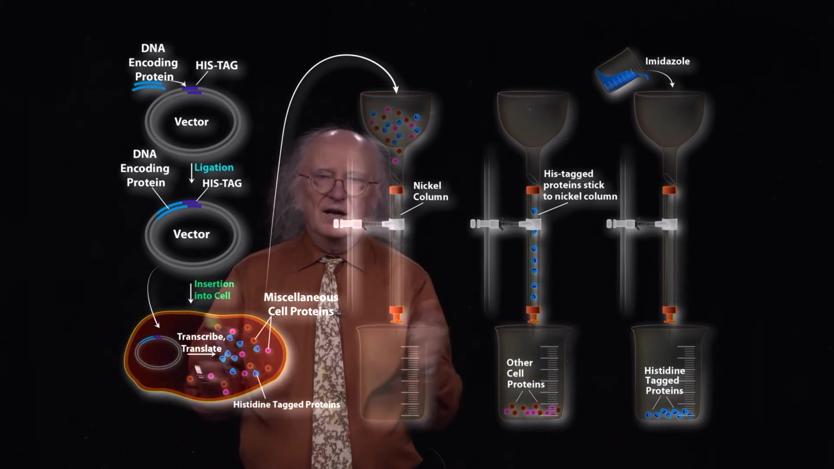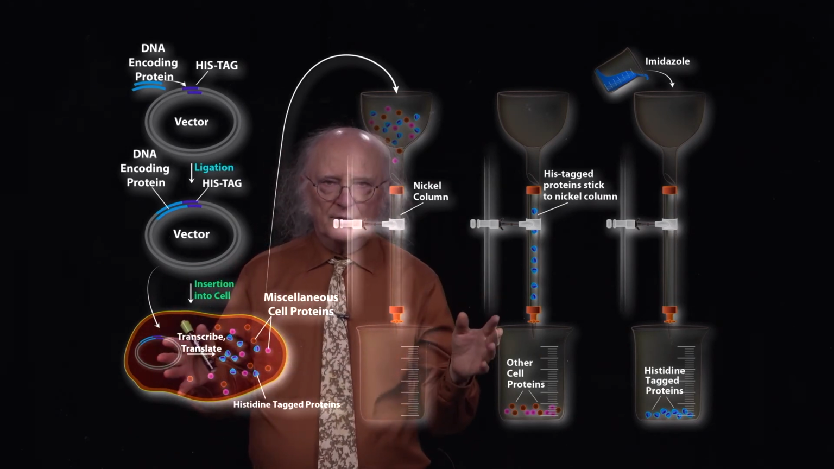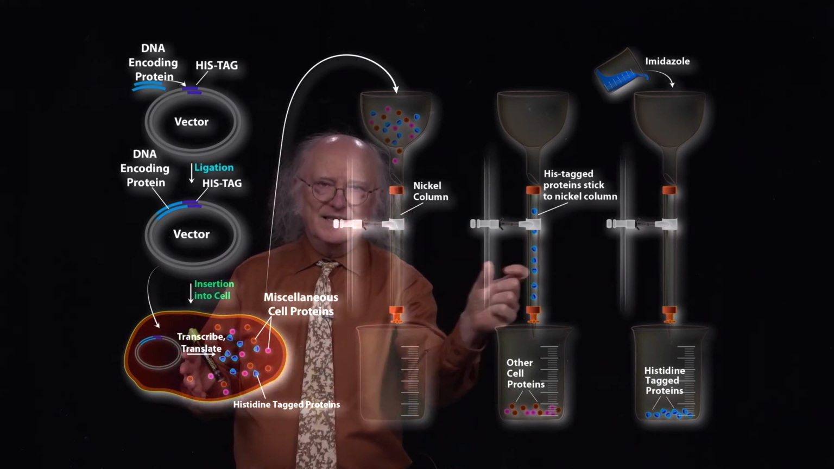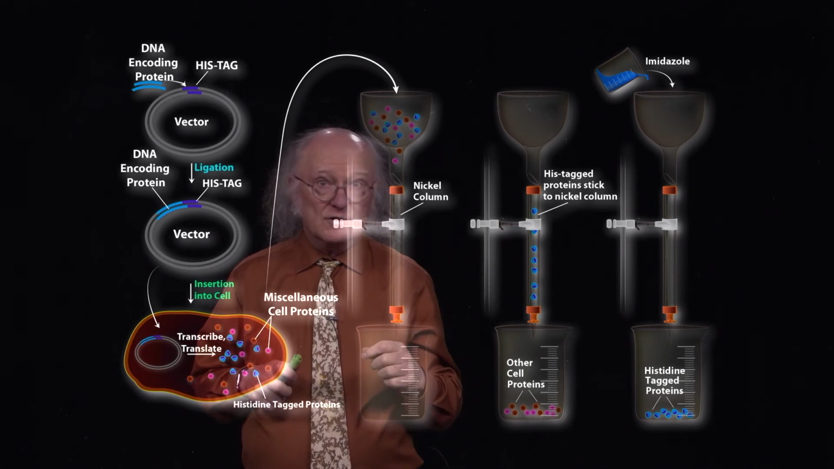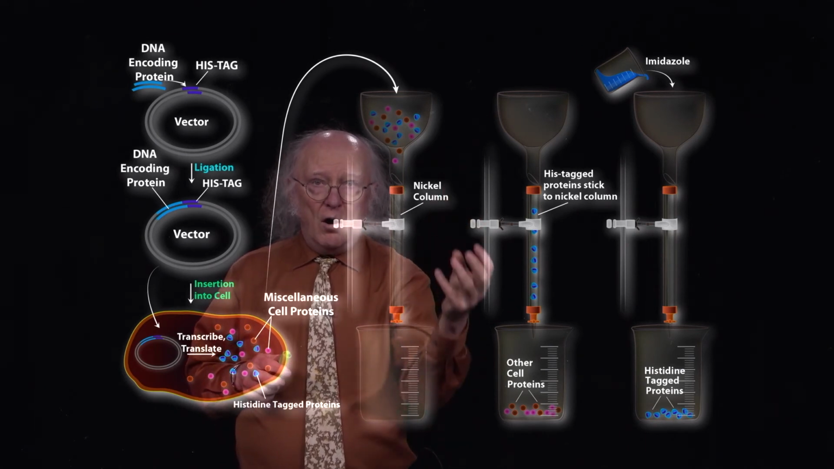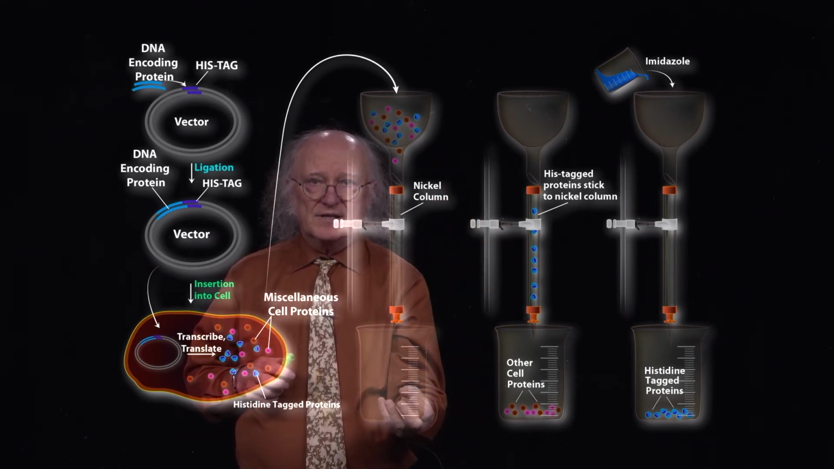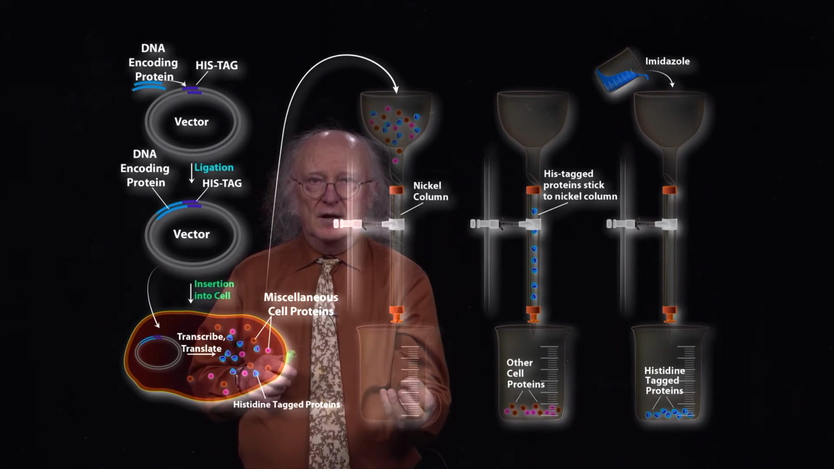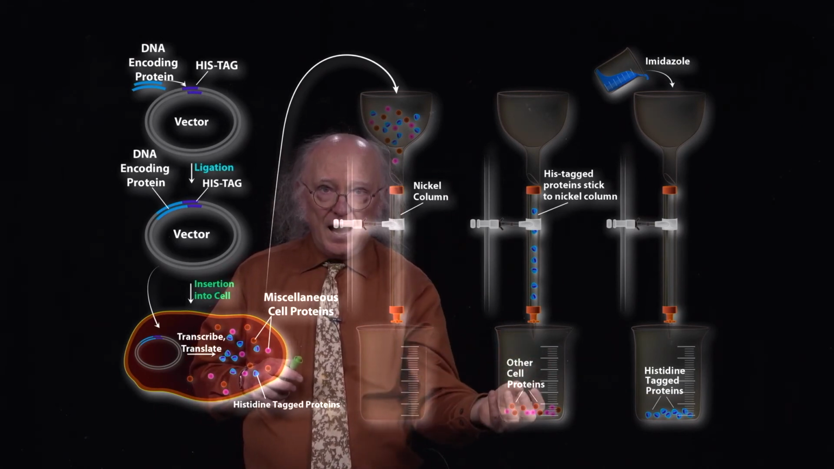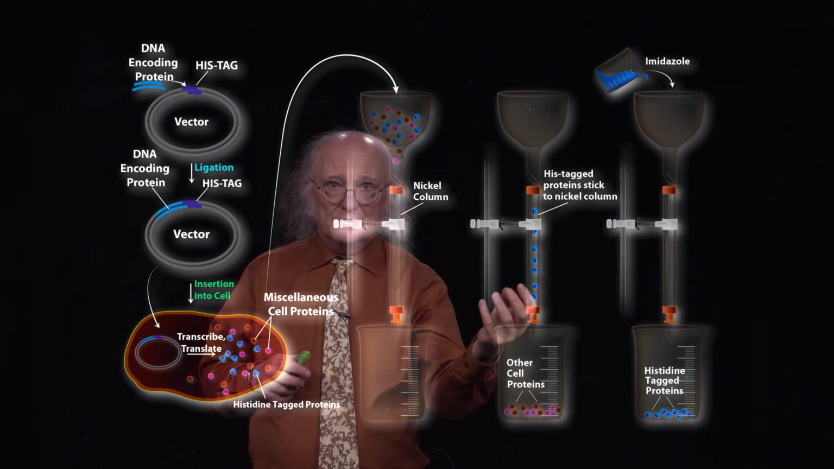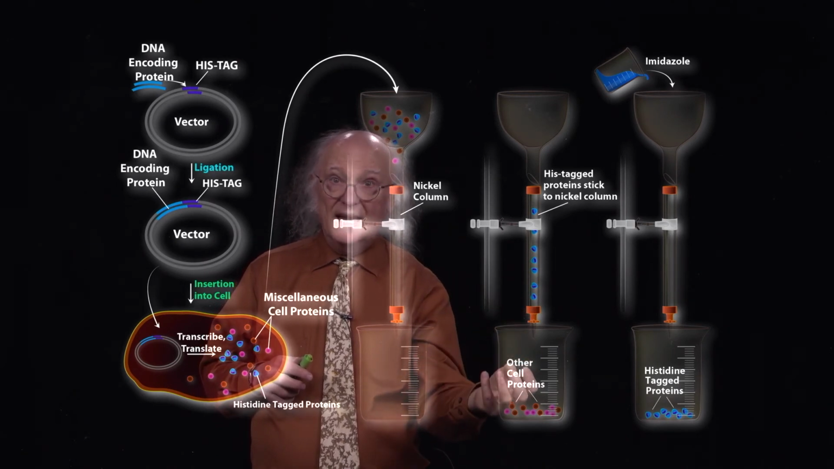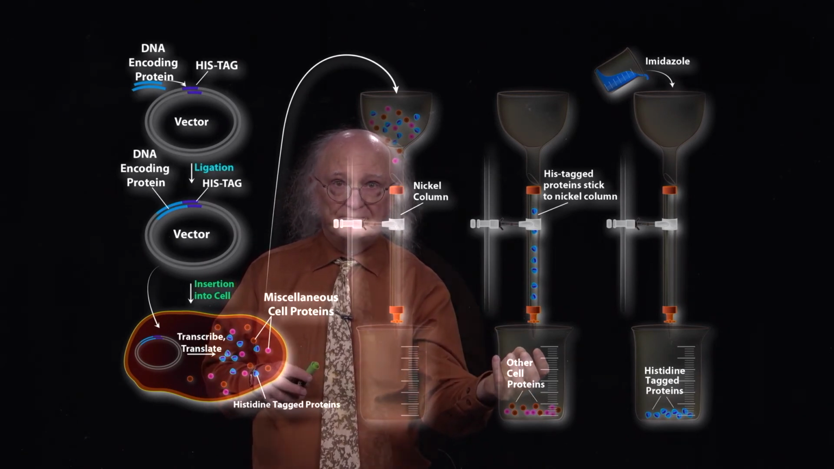Well, it turns out that there are virtually no proteins in the cell that start with a histidine chain like what I've described to you. So almost all of the proteins of the cell are going to pass through the column, and the column is going to be bound by those proteins that have the histidine tag, specifically the one that I'm interested in.